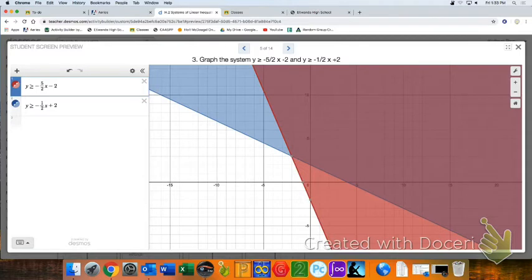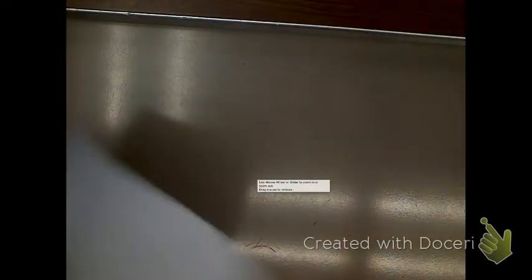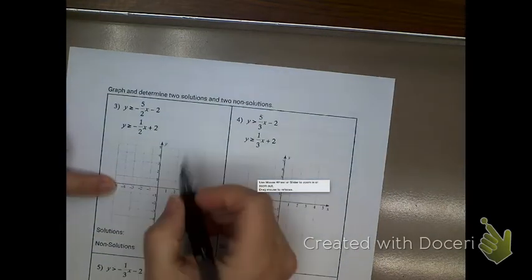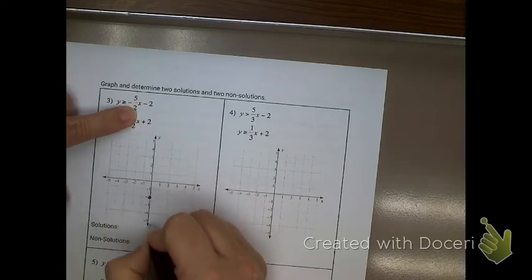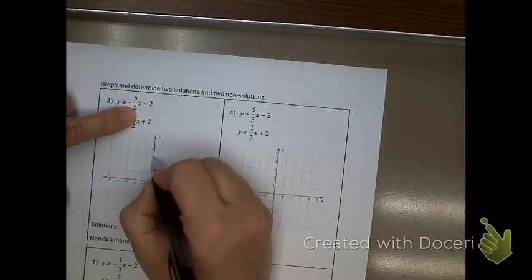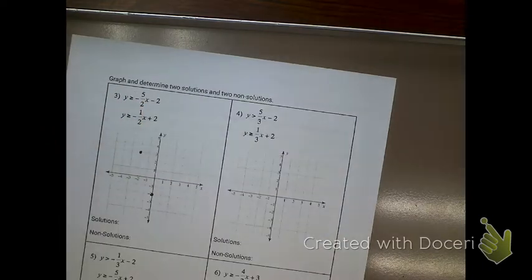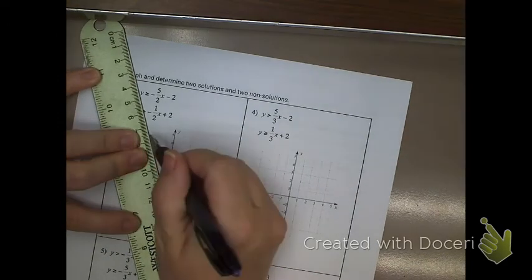Okay. So if I were to graph this on my paper, let me pull up my hover cam here. And that is this system right here, correct? So I had negative 2 as my y-intercept, and it went down 5 and over 2, let's see, I need to go up 5, 1, 2, 3, 4, 5, and left 2 in order to get my point. And then I draw the line. Solid line, right?